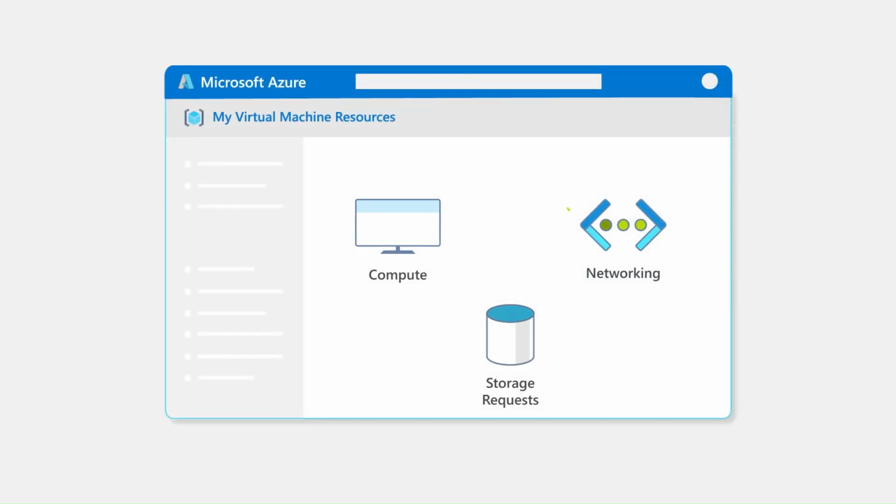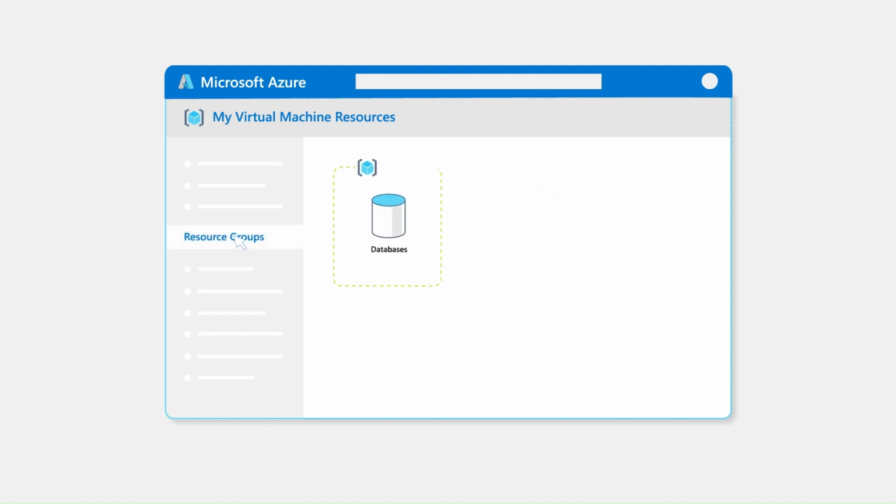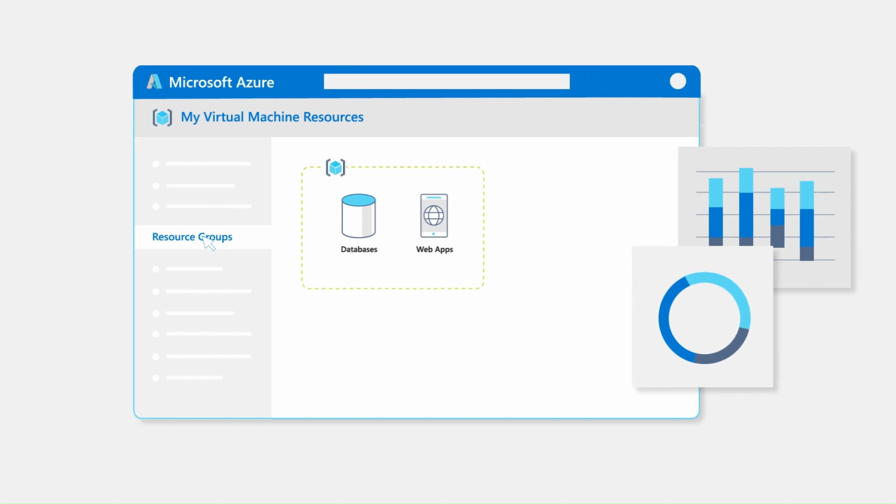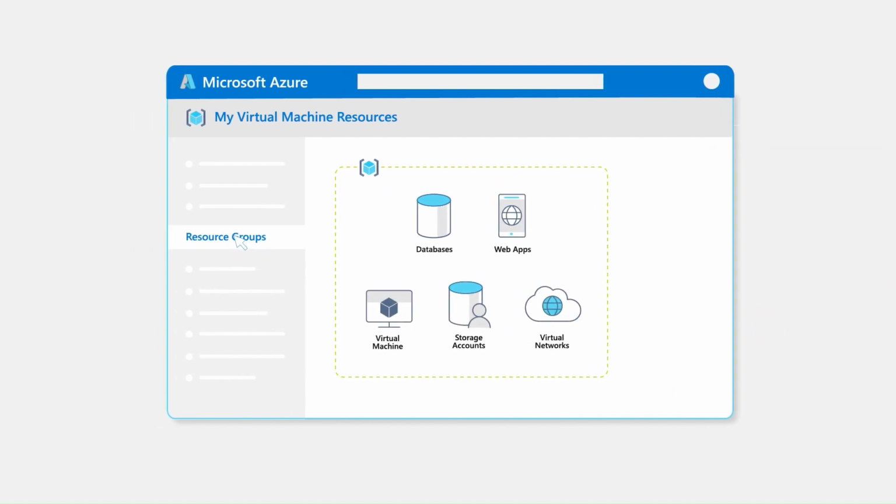Azure Resource Manager provides resource groups that let you organize related resources. By allocating them to a resource group, you can more easily manage them, such as moving all related resources to a new subscription or deleting them with one action.